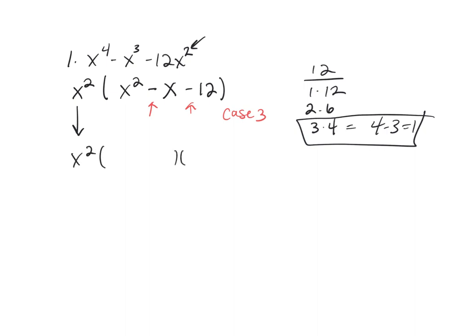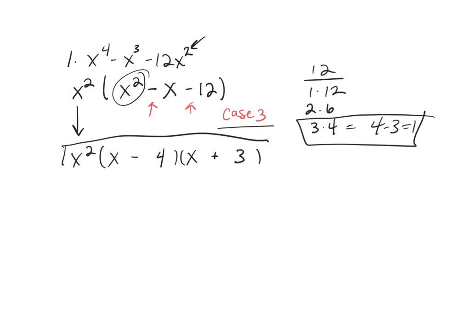Now our factorization is going to look like this. Because I have an x squared, both of the first terms have to be x to get the x squared. And then I put a 4 on one side and a 3 on the other. And when we read our case 3 instructions, it tells us that the biggest number is going to take the negative sign and the smaller number will take a positive sign. So this is our answer to number 1.